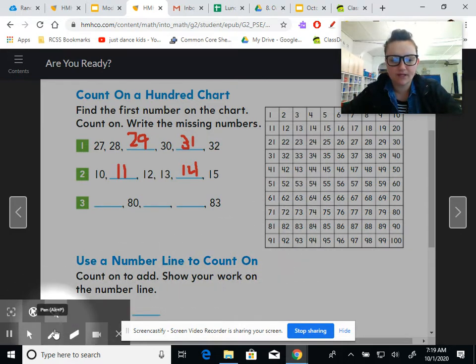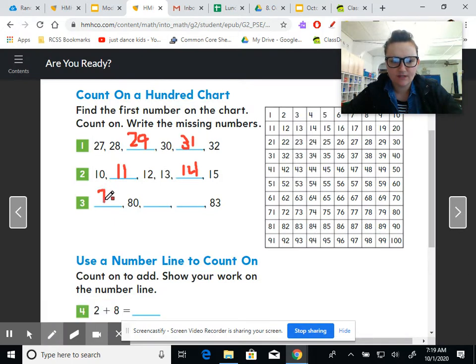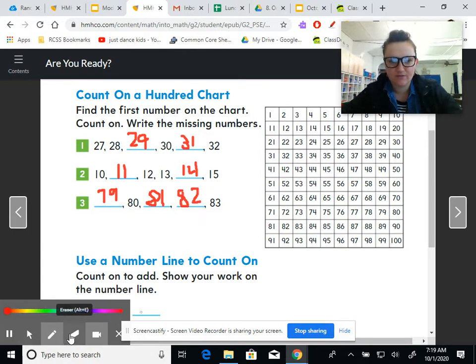Counting by ones, right? So 79, 80, oops, that was backwards. Oh, well, 80, I'm having to write with my mouse. 83. Okay, good job. So go ahead and write that down. Pause the video. Okay, now I'm going to erase it.